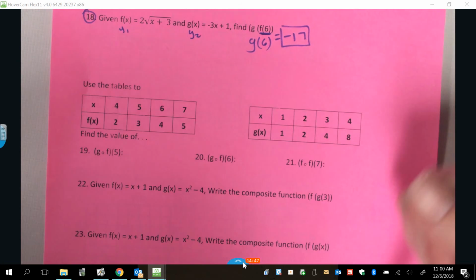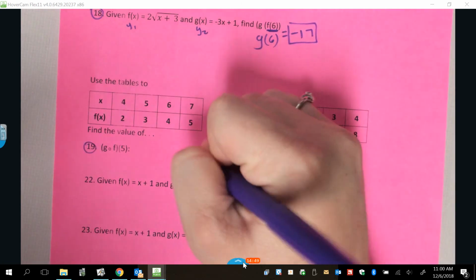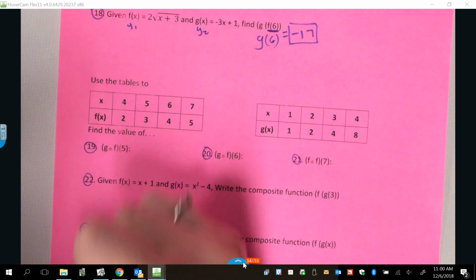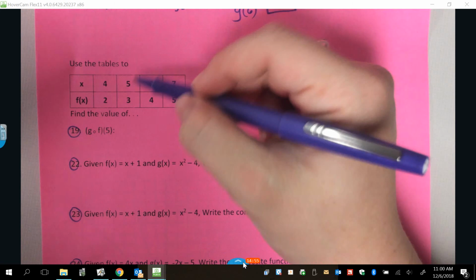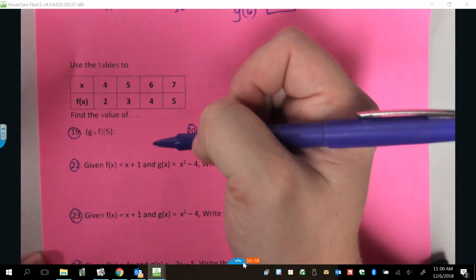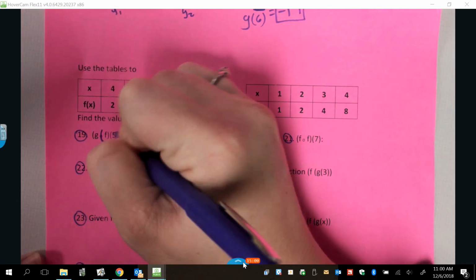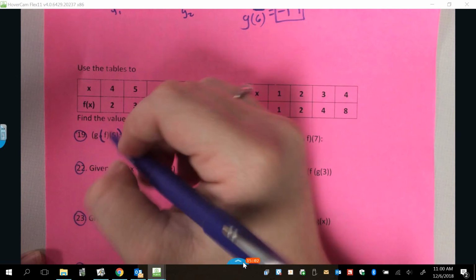Now the rest of this page, everything will be on your test. Okay, all of these will be on your test. So you do have questions like this. I think like 5 or 6 of them. So again, anytime you see the open dot, remember, just put another set of parentheses.